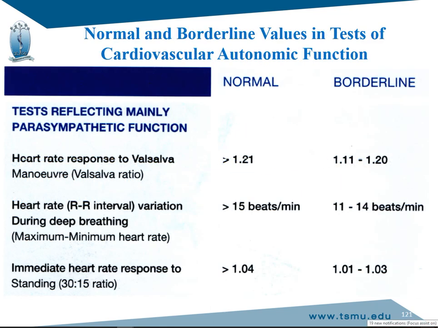So here we can see the normal and borderline values of tests of cardiovascular autonomic function. For the Valsalva maneuver, the Valsalva ratio should be more than 1.23, and the borderline is 1.11 to 1.20, and if the Valsalva ratio is less than 1.11, it indicates diabetic autonomic neuropathy. And for the heart rate variation during deep breathing, this variation should be more than 15 beats per minute, and if it's less than 11 beats per minute, it also confirms the diagnosis, confirming changes of the autonomic nervous system. Also, the data of blood pressure responses to standing.